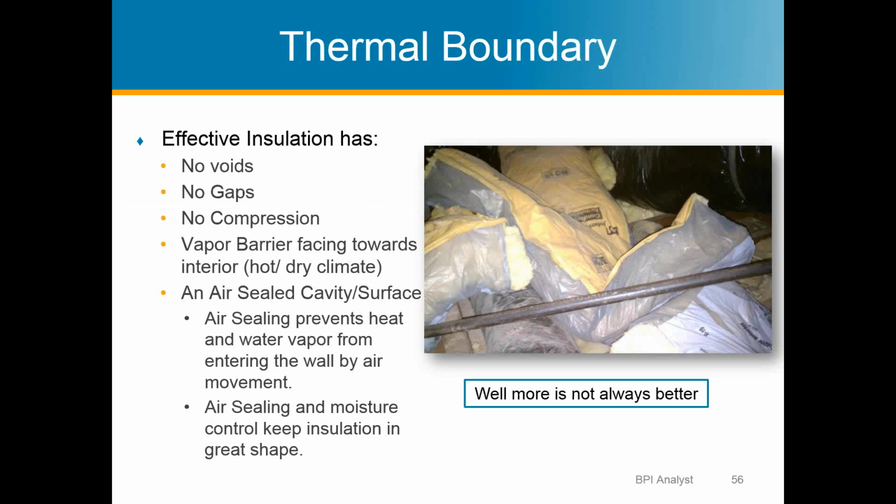You want the vapor barrier facing toward the interior in a hot, dry climate. It is climate specific where the vapor barrier should go, or vapor retarder. It's actually not a barrier, but it's a retarder. An air-sealed cavity or surface.